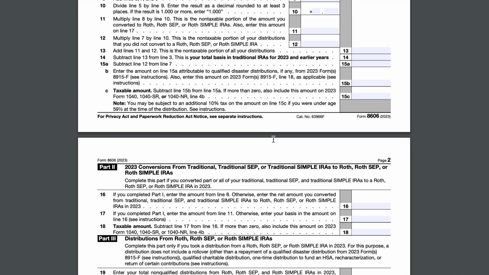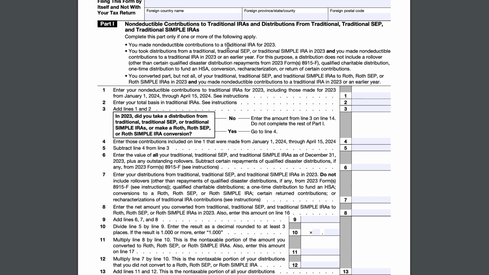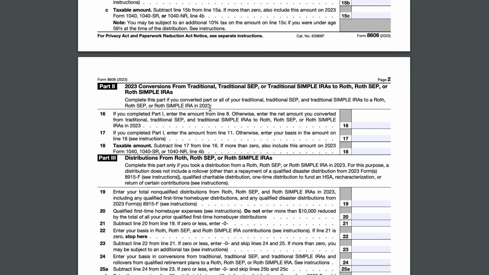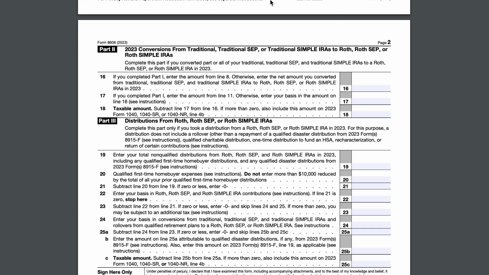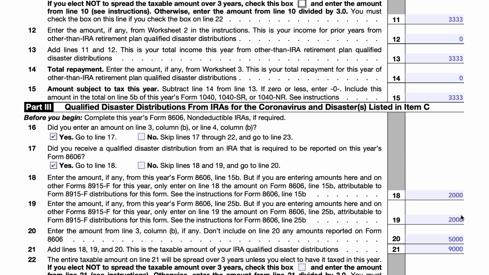So let's see, 15B is right here, and that is under the category of your non-deductible traditional accounts. In part 3, line 25, this is from your Roth accounts. We just entered $2,000. We're saying $2,000 from each of those. And then we're going to enter the amount from line 3, column B, if there's anything. So $9,000. This is the taxable amount of qualified disaster distributions.